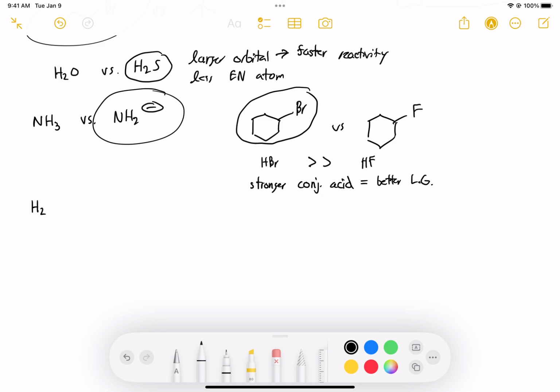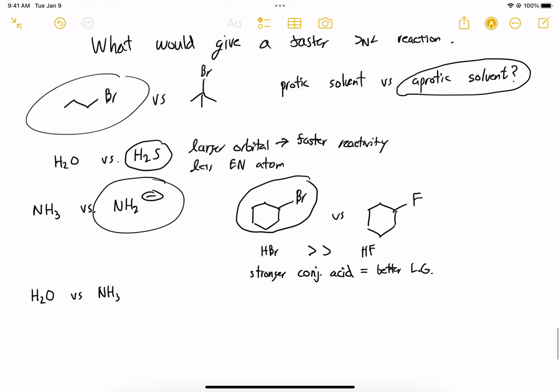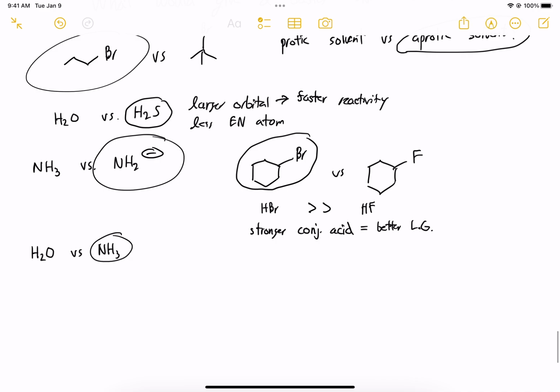H2O versus NH3. All right. So in this one, we say the less electronegative atom wins. So in this case, it's more about electronegativity. But in the one up here with sulfur, it was more about the size. So here, NH3 is less electronegative, so it's easier to share electrons, right? So that's why. Okay.